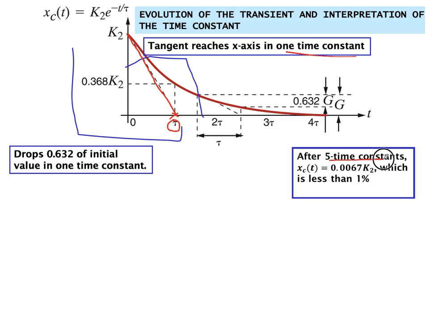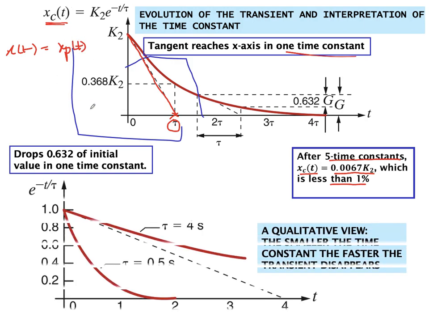And we can see that after 5 time constants, the complementary solution or the natural response is 0.0067 K2, which is less than 1%. So after 5 time constants, we can say the complementary solution is almost 0. So the overall solution x of t will be nothing else but the particular solution only, xp of t, because this variable will be almost 0.